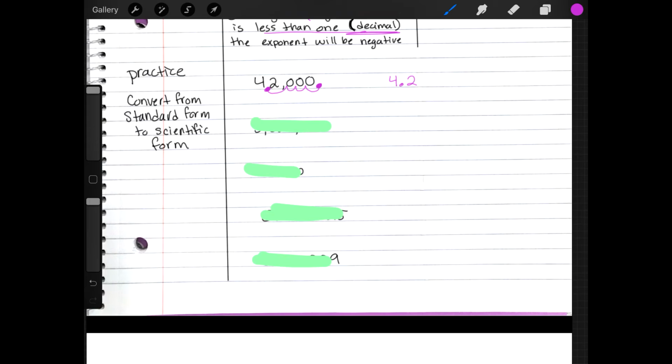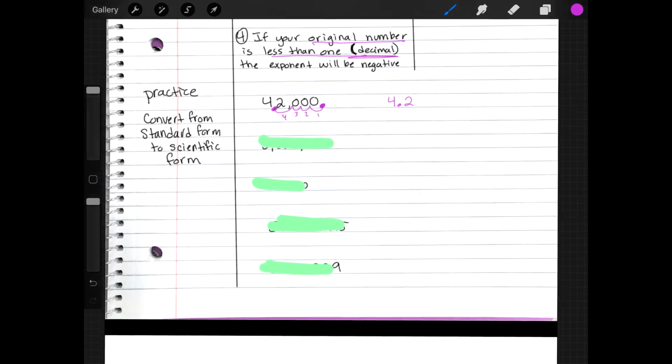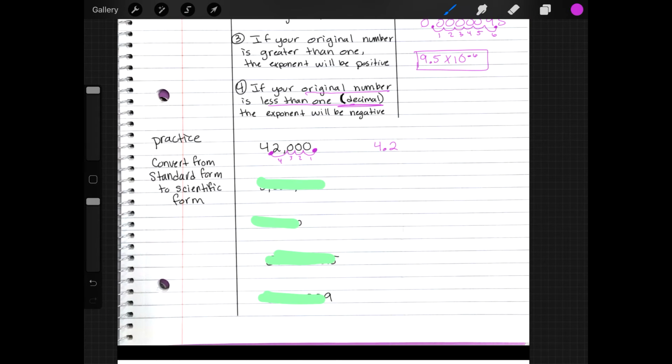How many times do we move it? 1, 2, 3. We moved it 4 times. The original number is greater than 1, so it will be positive, right? So it will be 4.2 times 10 to the power of positive 4. Okay. Let's look at the next one.